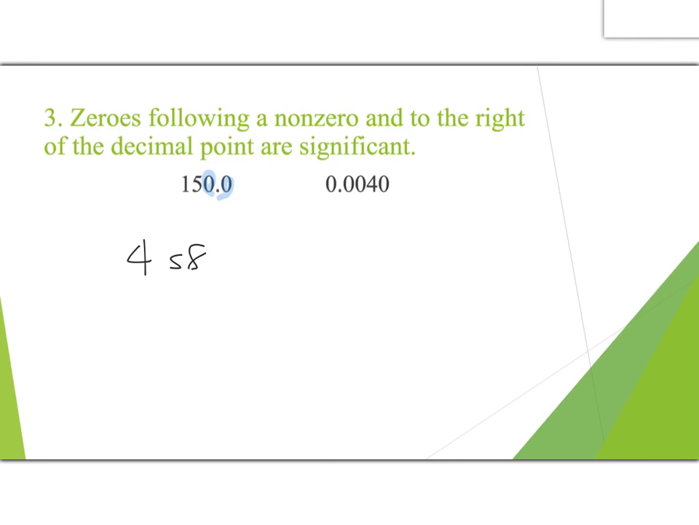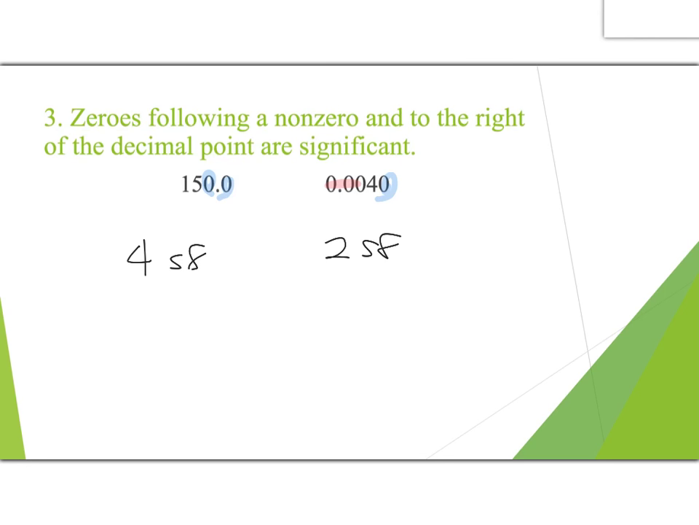If we look at the second number, this 0 is to the right of the decimal point and following a non-zero, and so it is significant. These zeros do not follow a non-zero, so they are not significant. So this one has 2 significant figures.